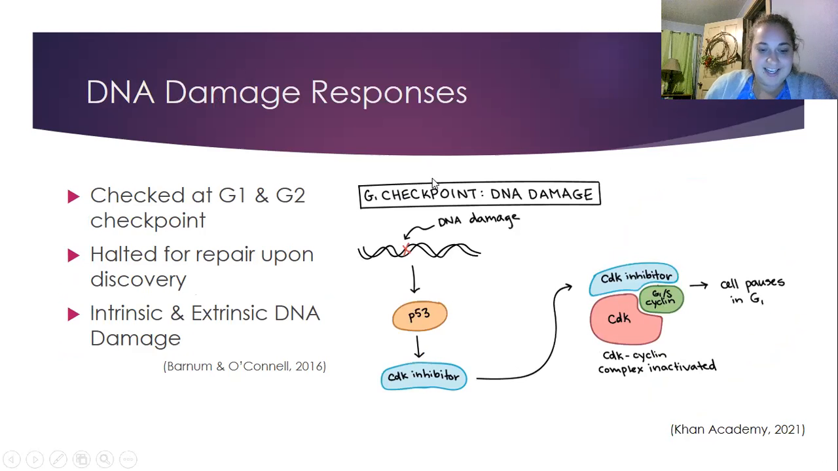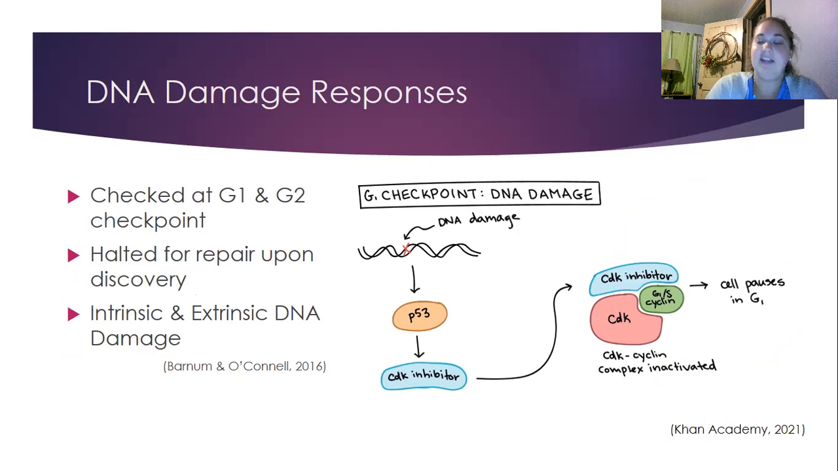All right, so DNA damage responses. DNA damage responses are checked in both G1 and G2, so that's why you can see that on the last slide as well. Any DNA damage that is found will be stopped to allow for there to be a repair within the pathway. These are both intrinsic and extrinsic DNA damage.